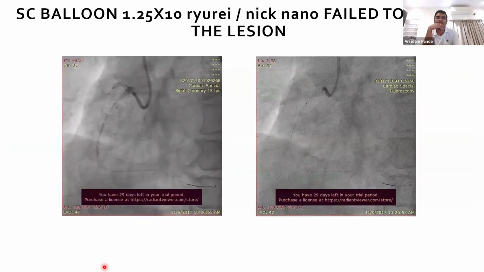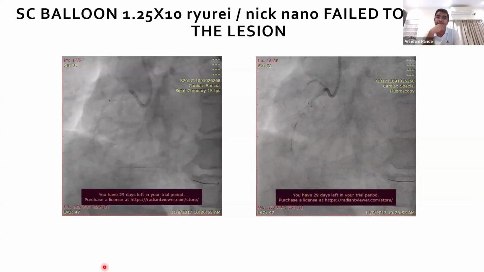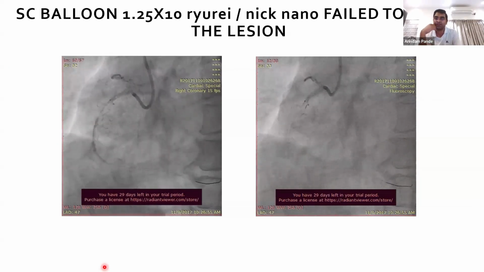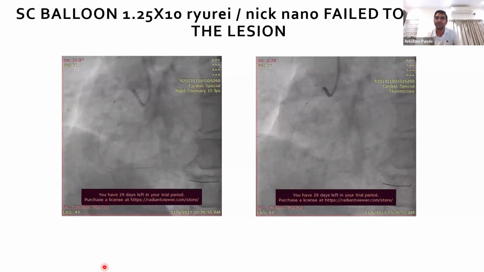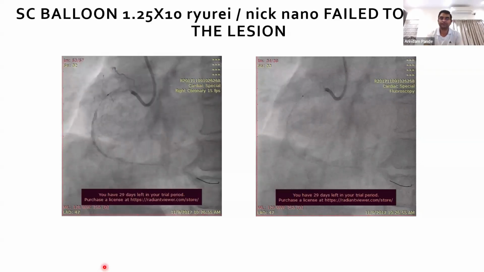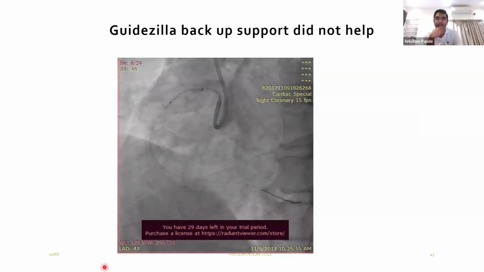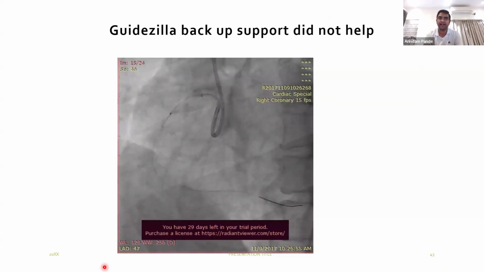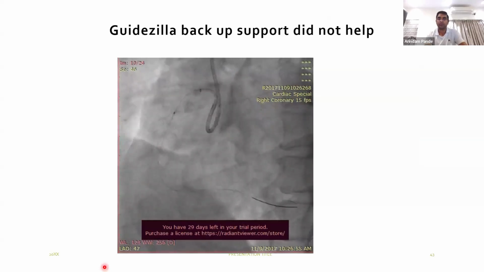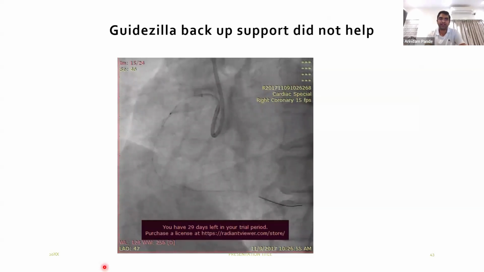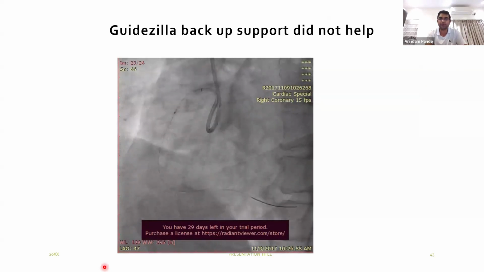Initially, we tried with a 1.25 Ringi, which is a very good balloon. We tried with Nick Nano, which has a profile of 0.75, but nothing was crossing. So at this time, we tried to increase the backup support with mother-and-child, that is GuideZilla, but still we can see the balloon. We tried granuloplasty. A 1.5 balloon was busted, but still it was not making space.